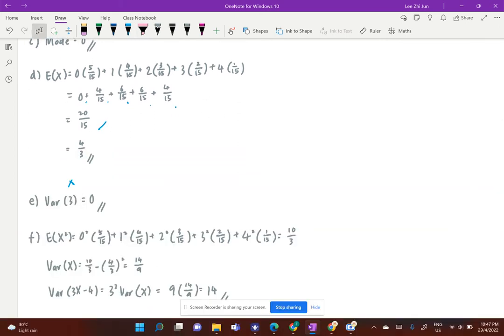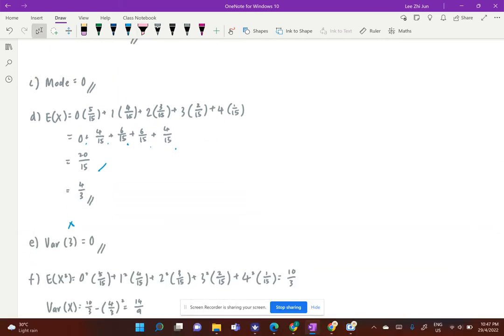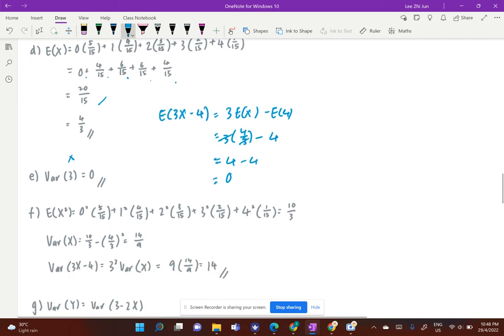So if this 3x minus 4 comes out as E(X), how to solve? Just now I said E(X) is 4 per 3. So it will be like 3E(X) minus 4, like this. So I will get 3 times 4 per 3 minus 4. 3 times 4 per 3 is 4, 4 minus 4, so I will get 0. This is how to find the mean, the expected value.